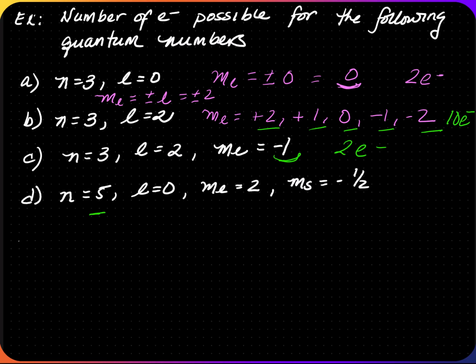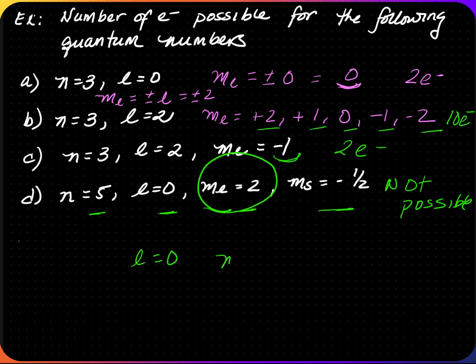D, N equals 5, L is equal to 0, ML is equal to 2, MS is equal to negative 1/2. This is no electron. It's not going to be possible. The reason it is not possible is because ML is incorrect. If L is equal to 0, ML is equal to plus or minus 0, so it has to be 0. It can't be 2. No electrons exist.